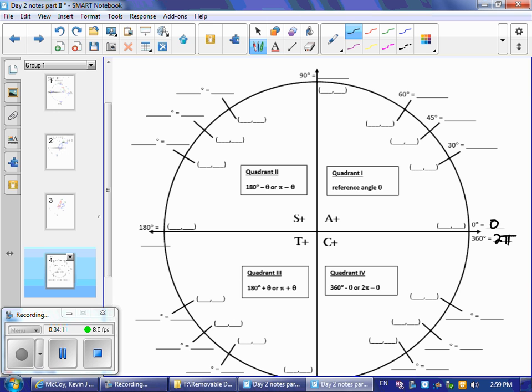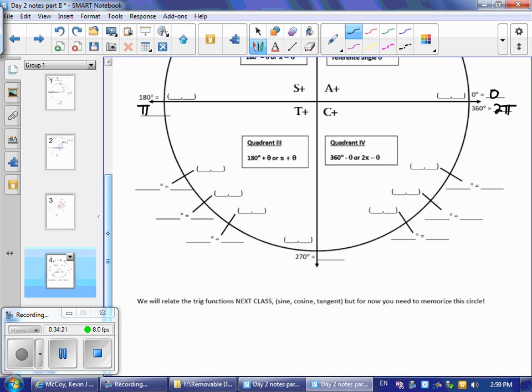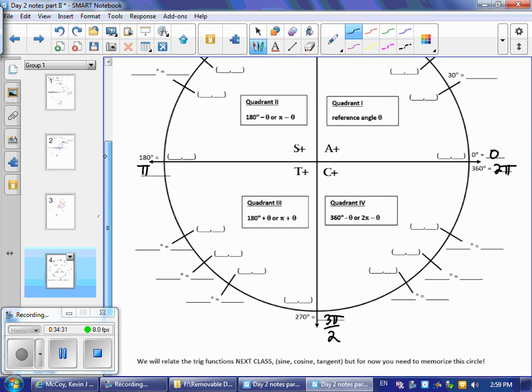90 degrees was pi over 2. 180 degrees was pi, and then down at the bottom, 270 was 3 pi halves. So again, think of it in terms of splitting a pie into halves and just counting the number of halves as you go around. Biggest thing is you must reduce everything as you go.